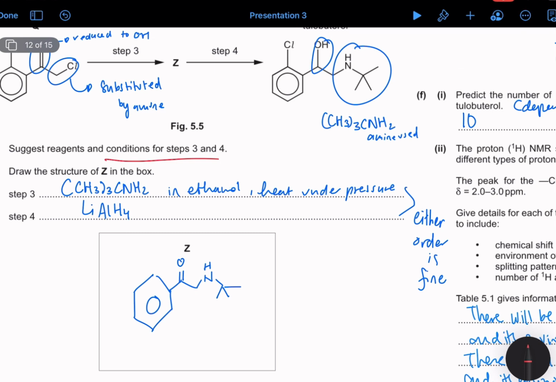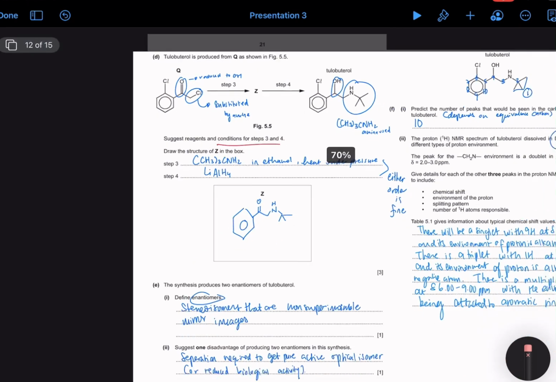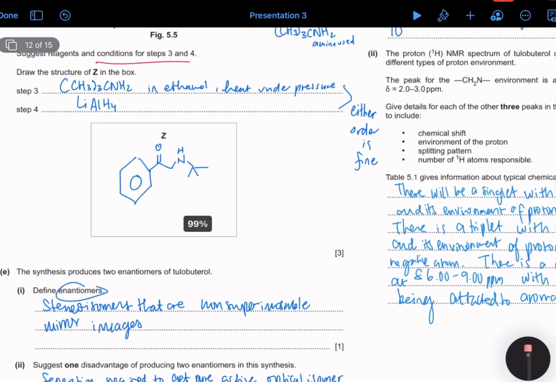So obviously you want to reduce your double bond O into OH, right? You can do that in step 3 or step 4. The order doesn't matter. Either order is fine, but in this case, I'm writing it in step 4. So my step 3 would be the substitution. You place it in ethanol, heat under pressure with the amine, because that is the amine used.